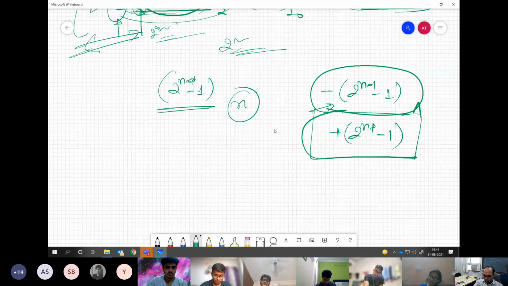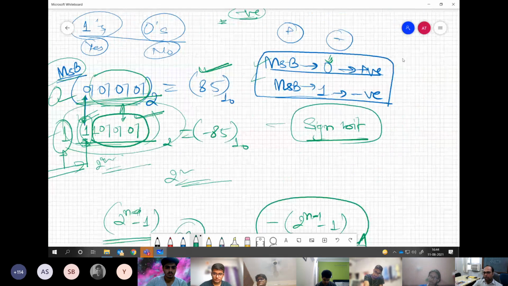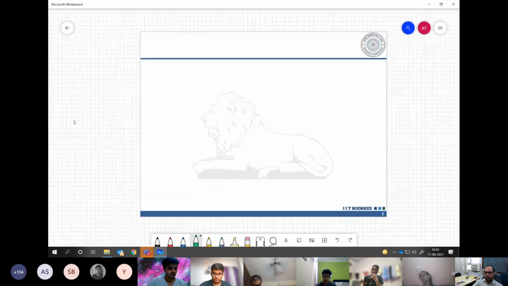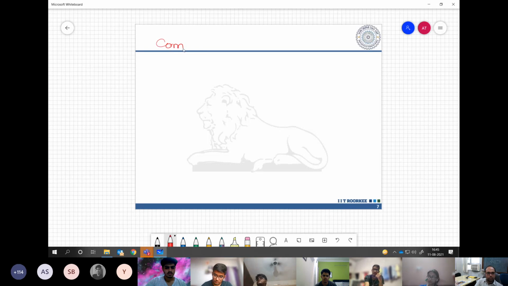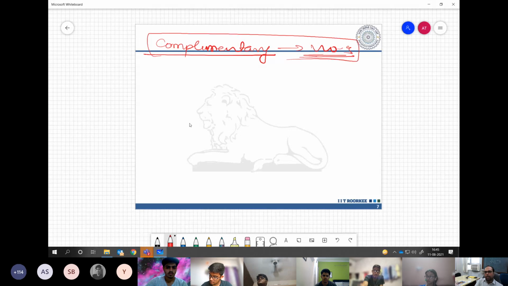Now, how do we actually represent our negative numbers? We don't call the negative numbers negative numbers. We call them complementary numbers. So what is the meaning of complementary numbers? When added to their positive values, they get 0. This is the exact meaning of complementary.